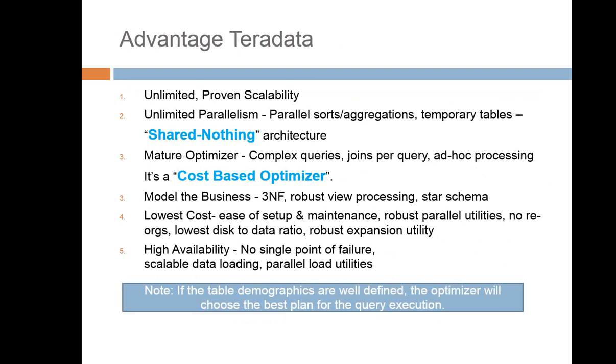So data modeling wise, star schema, anything you can implement. Facts you can create, dimension tables you can create, whatever the data modeling you say. So everything can be implemented. Lowest cost: when it comes to maintenance activities, once you purchase the box, there is very little you have to spend on that.